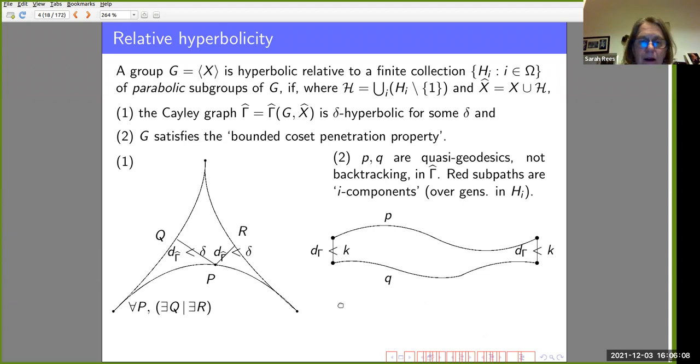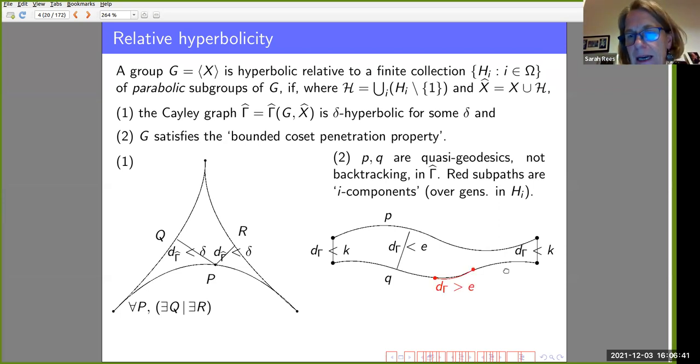It relates the Cayley graph of gamma to the Cayley graph of gamma hat, over the bigger generating set in a way. So if you take a pair of quasi geodesics in the Cayley graph gamma hat, that is the one over the bigger generating set, and you've got two quasi geodesics like that that begin and end together, then the two quasi geodesics are close to each other. Each one is in some neighborhood of the other.